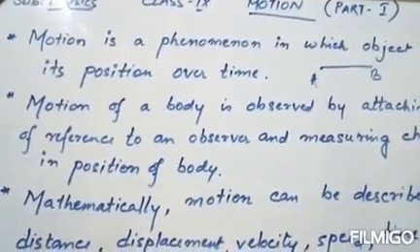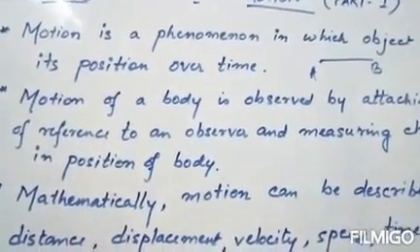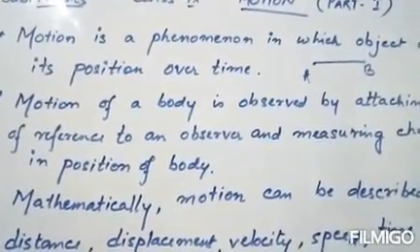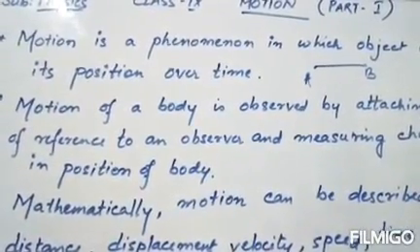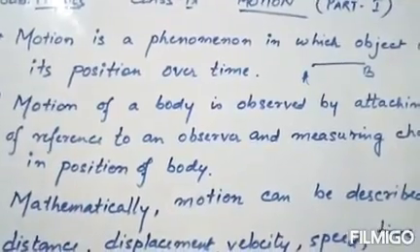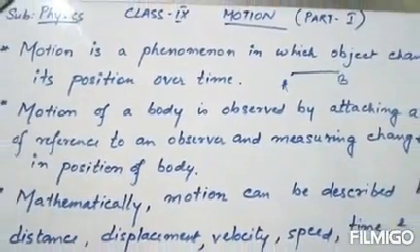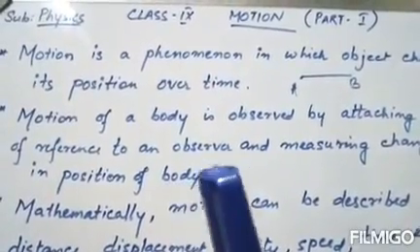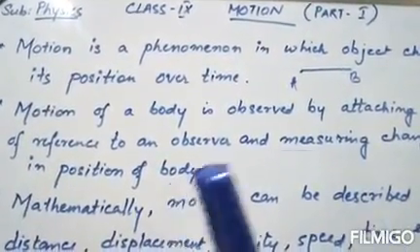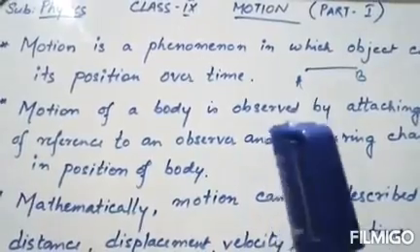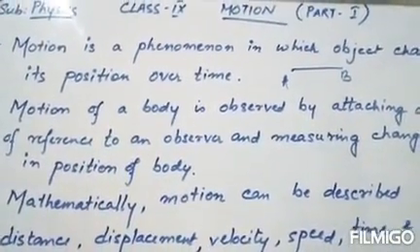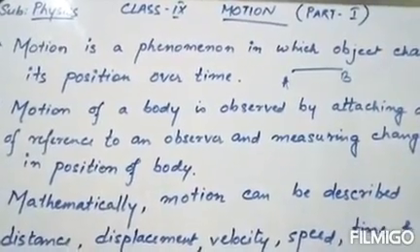Then with respect to your friend you are not in motion, but with respect to the place from where you got up, to each and every object that the bus is passing through, with respect to that you are in motion. That means the object with which we are comparing our movement is known as the frame of reference.